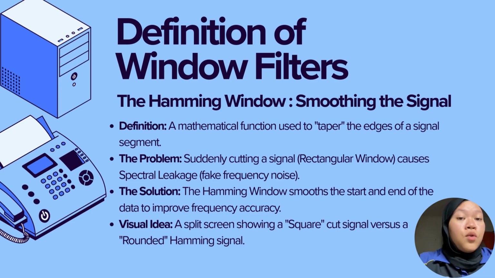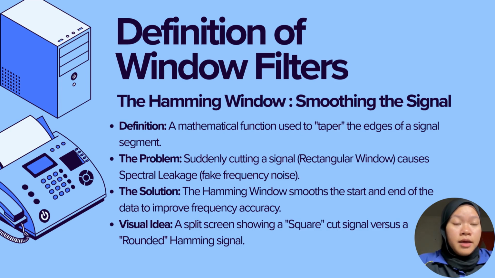Next, we ask ourselves, why do we need to do all of this in the first place? We are forced to solve the problem commonly known as rectangular windowing. Now, when you arbitrarily cut a signal to analyze it, this square cut boundary creates something called spectral leakage. It is like phantom noise in your data, which did not exist in the first place.